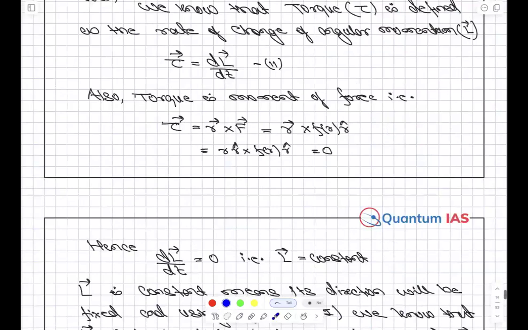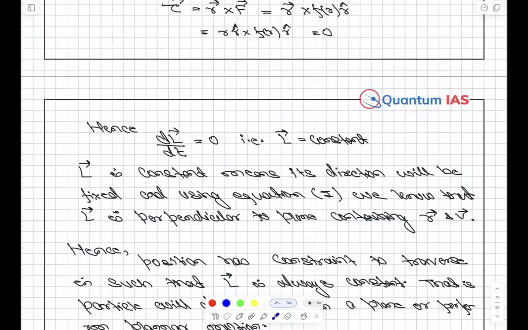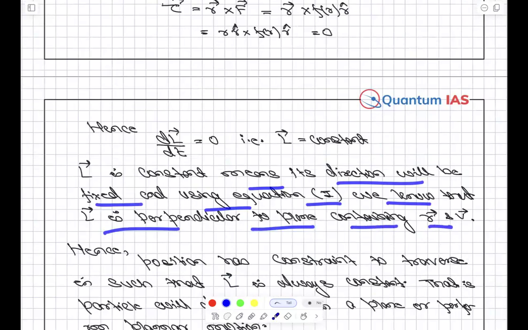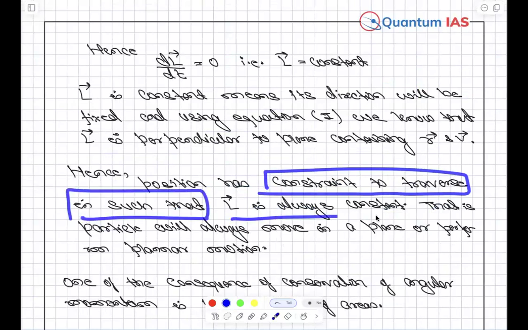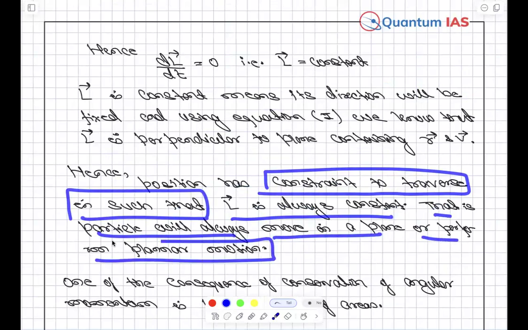That L is constant means its direction will be fixed, and using equation first, we can know that L is perpendicular to the plane containing R and V. Hence, position has a constraint to traverse in such a way that L is always constant. That is, the particle will always move in a plane or perform planar motion.